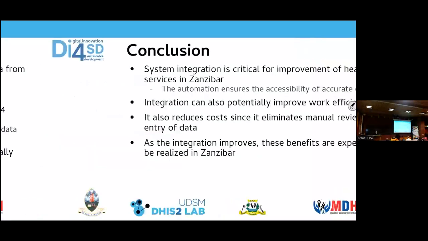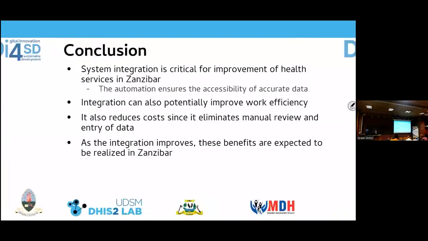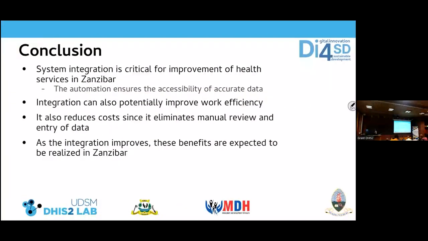So in conclusion, we found that system integration is critical for improvement of health services in Zanzibar. The automation ensures the accessibility of accurate data, because before, people did it manually, and you're not even sure how accurate your data is. But integration can also potentially improve work efficiency, because people now spend less time on the aggregation and the reporting manually. It also reduces the cost, since it eliminates manual review and entry of data. As the integration improves, these benefits are expected to be realized in Zanzibar.